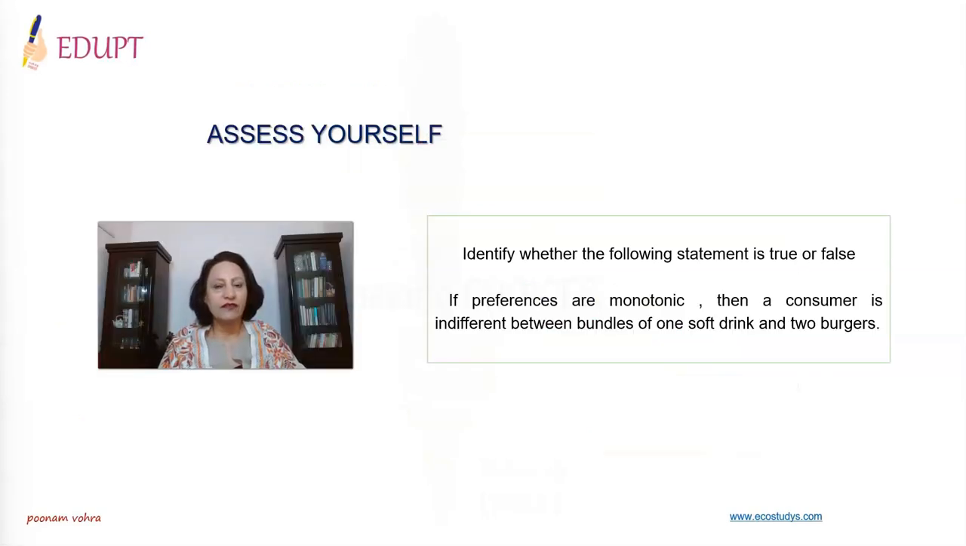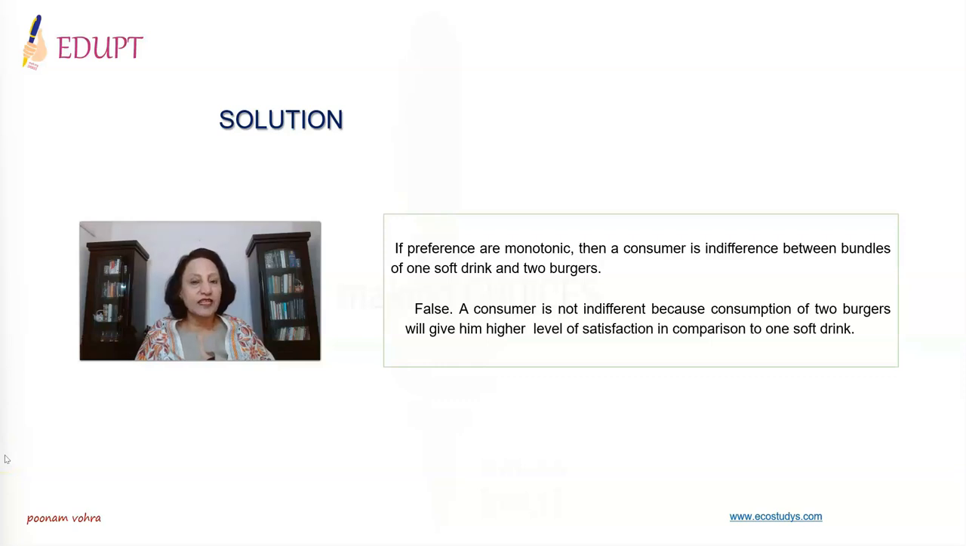Now assess yourself and identify whether the following statement is true or false. If preferences are monotonic, then the consumer is indifferent between the bundles of one soft drink and two burgers. It's a false statement, as the consumer is not indifferent, because consumption of two burgers will give him a higher level of satisfaction in comparison to consumption of one soft drink, based on monotonic preferences. That is, more is preferred to less.